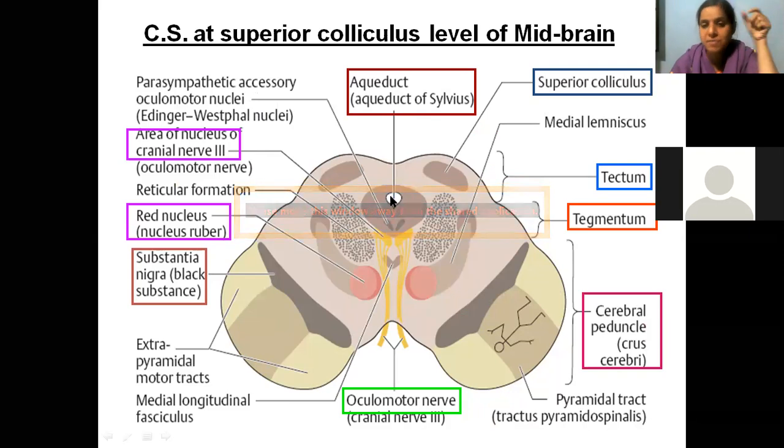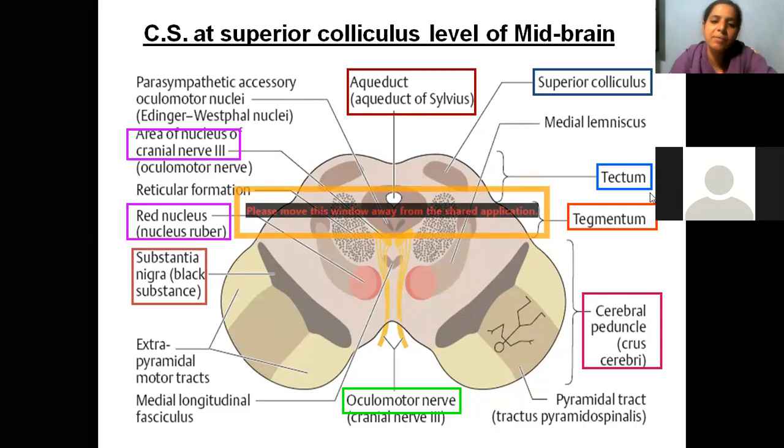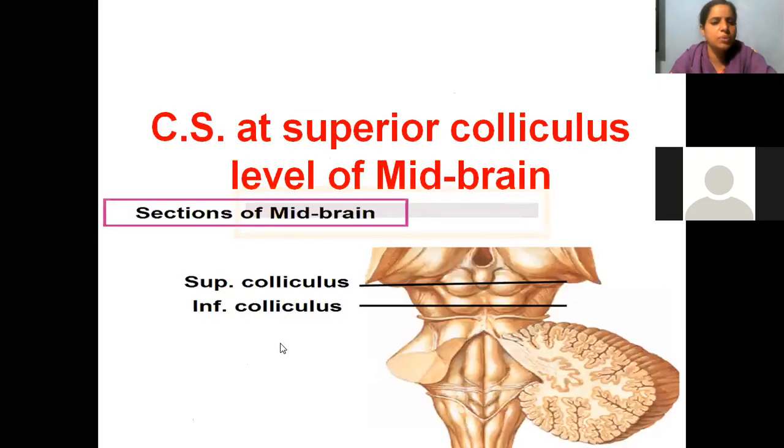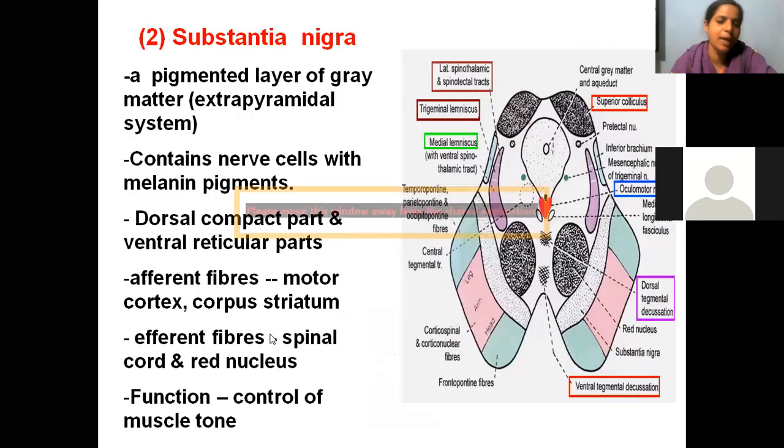So what are the various labelings we have? This is the aqueduct of Silvius. That is the continuation of the central canal of the spinal cord. If you come from down, fourth ventricle, cerebral aqueduct. Surrounding the cerebral aqueduct, whatever we have is called periaqueductal gray. Then this is the level of superior colliculus, and we have the red nucleus over here. Then this is substantia nigra, and we have three subdivisions in the crus cerebri. Here you need not remember so many subdivisions. Just learn the well labeled diagram if you have time.